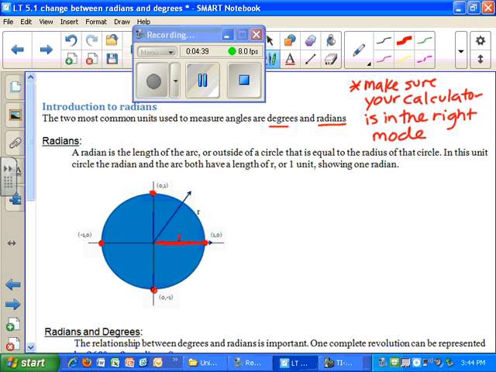So if this is 1 unit and that's the radius, this distance right here, this angle, if that is the exact same length as the radius, that would be considered 1 radian. So you can measure angles in degrees, or how long is that outside piece? That would be 1 radian.